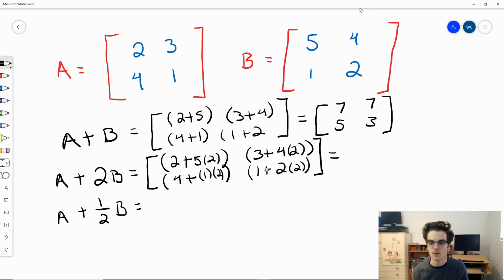So when we write this, when we simplify, 5 times 2 is 10. 10 plus 2 is 12. And then 4 times 2 is 8, and 8 plus 3 is 11. And then 4 plus 2 is 6, and 1 plus 4 is 5. So that should be right. 12, 11, 6, and 5. Yep. And you do the exact same thing here with the fraction as well.